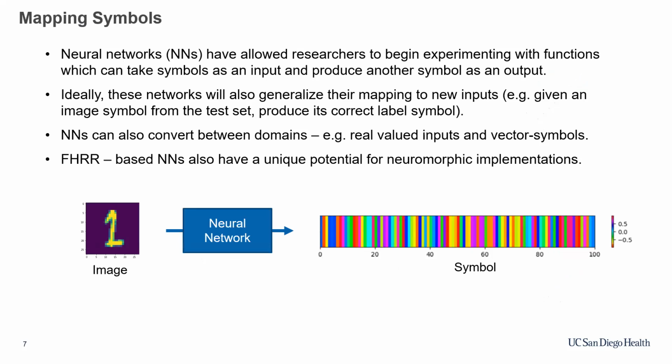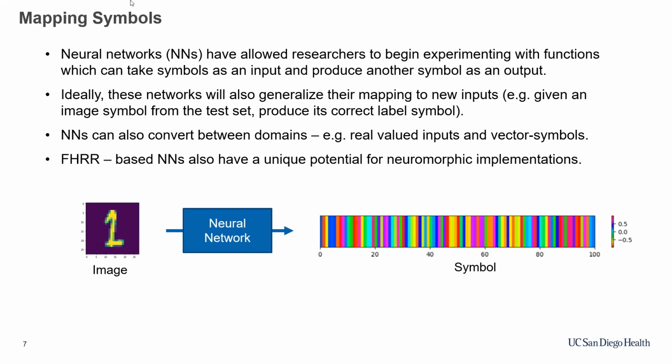So now, when we talk about mapping symbols, what I mean is that this has allowed researchers to begin experimenting with new functions in vector symbolic systems. So we can do things like take a symbol as an input and produce another symbol, maybe in another domain we're considering, as an output.